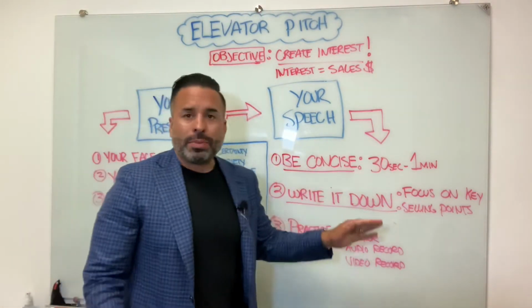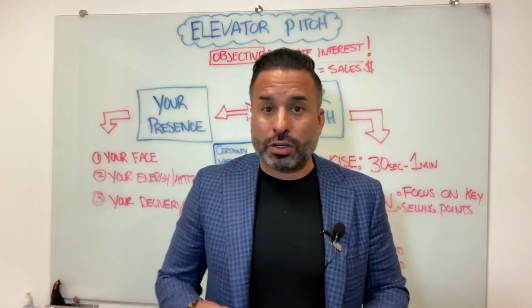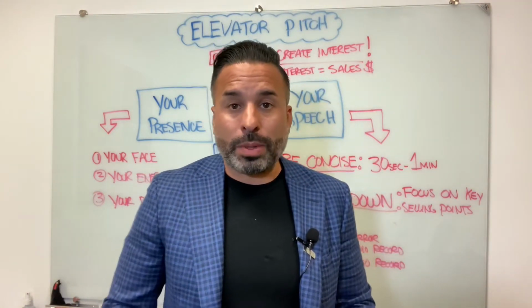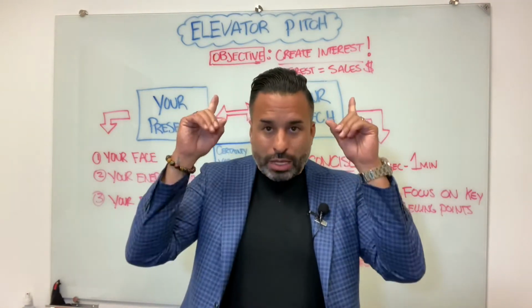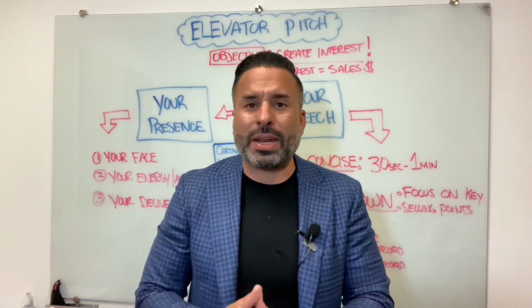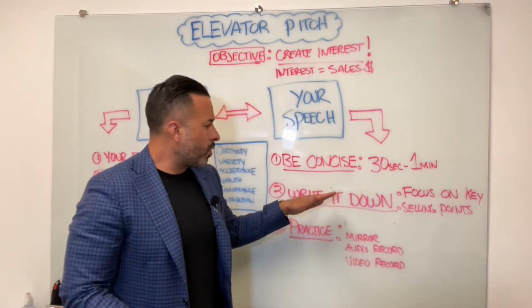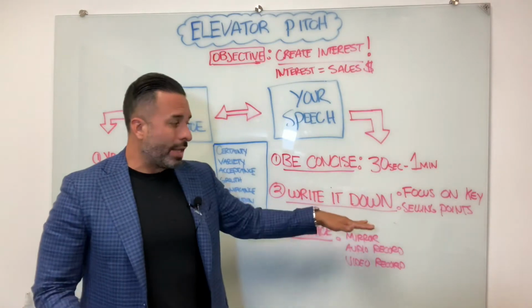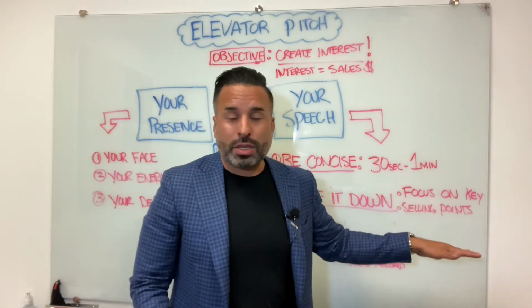So being concise means 30 seconds to 1 minute. You want to be able to create interest with your elevator pitch within 30 seconds to a minute, something very fast, right? So how are you going to do that? You need to write it down. You're going to focus on the selling points. What are the selling points?